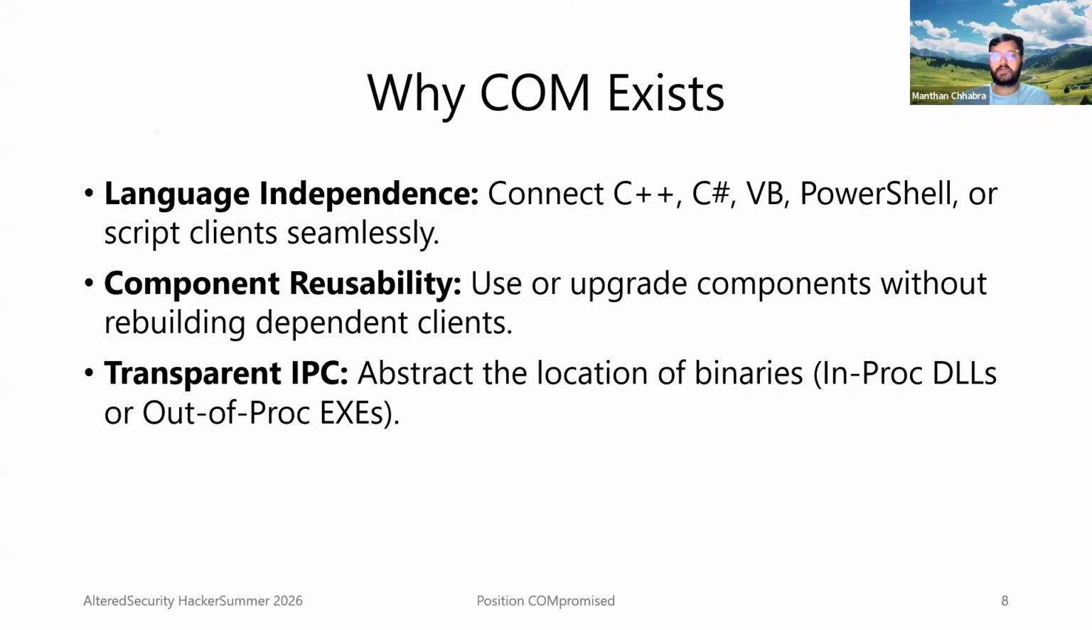The third benefit is transparent inter-process communication. COM completely abstracts where a binary, your DLL or your EXE, is physically executing. COM basically uses your DLLs and EXEs behind the scenes as a COM server, and the COM architecture hides the location of binaries from the client. So when a client requests a COM object, it does not need to know if the object is an in-process DLL or an out-of-process executable. This is completely handled by the COM architecture itself.